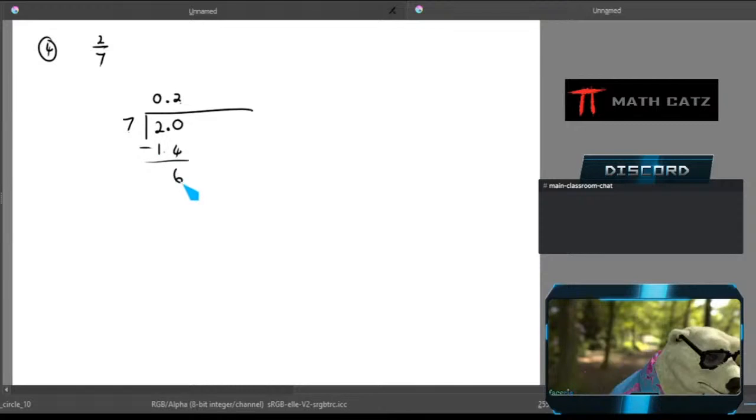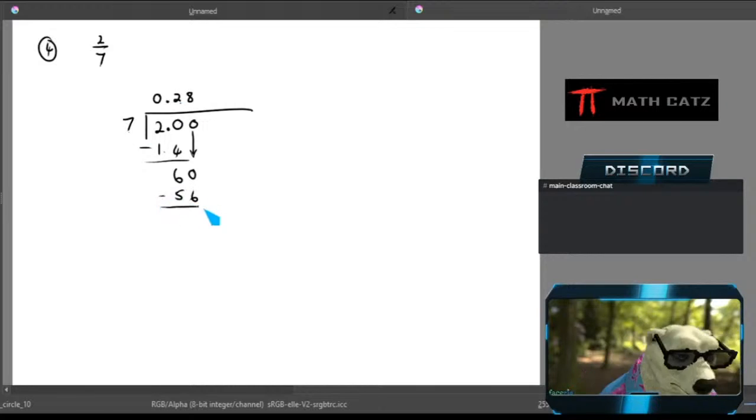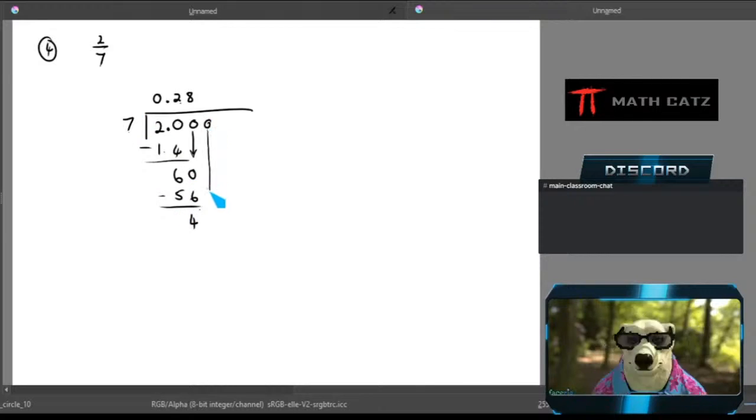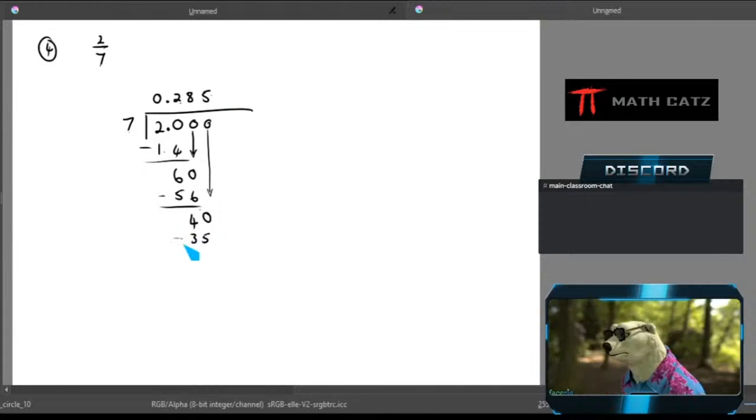And then I have 6 left. 7 doesn't go into 6, bring down another 0. 7 goes into 60 8 times. 8 times 7 is 56. Of course, all relative to that position. Then I have a 4 left, which hasn't occurred yet. 7 goes into 4 0 times, bring down a 0 to make it 40. 7 goes into 40 5 times for 35. Then I have 5 left. That hasn't happened yet. Bring down another 0.